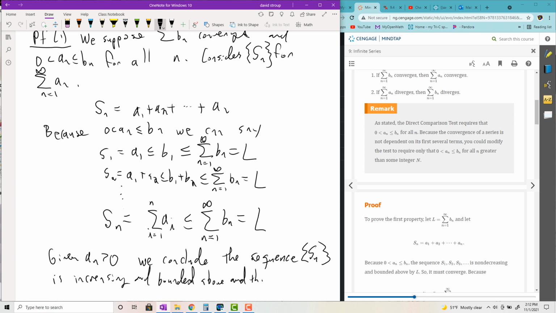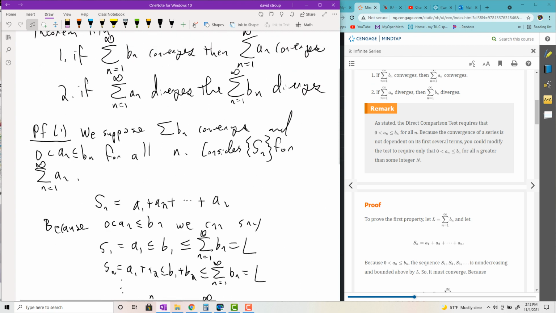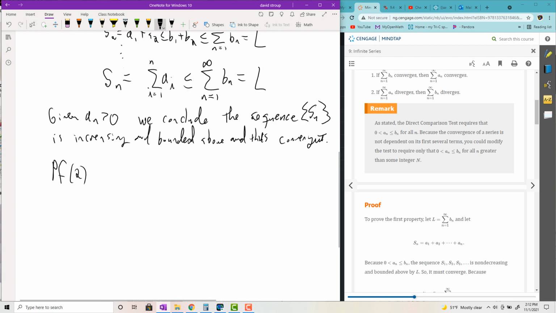And thus convergent. Okay. The second part then just follows from the contrapositive of part 1, right? So, proof of 2. The first one says if the series B sub n converges, the series A sub n converges.